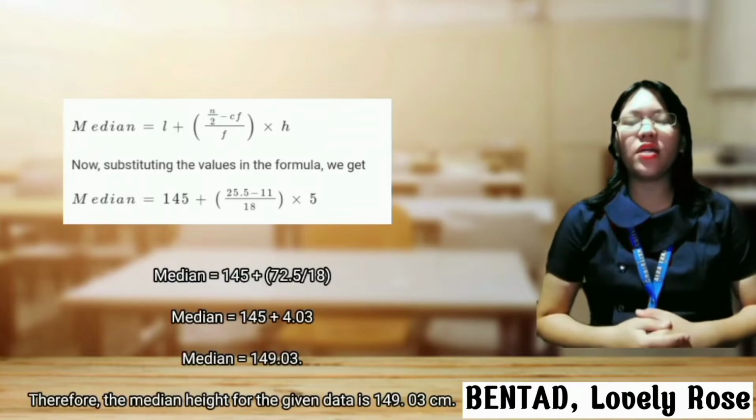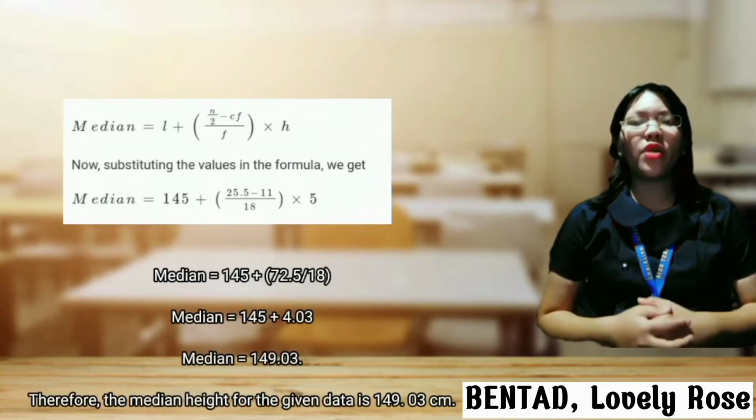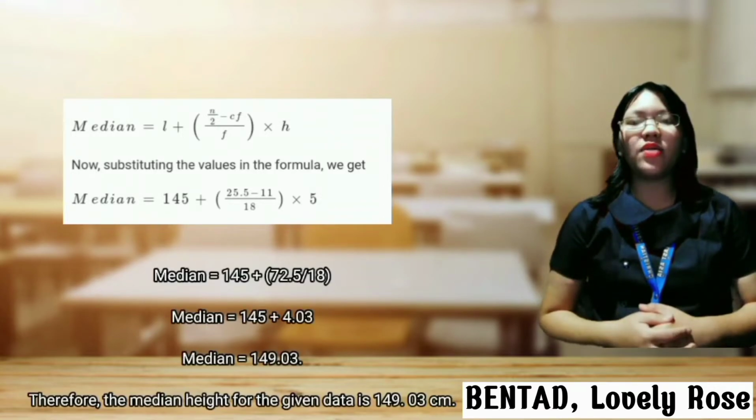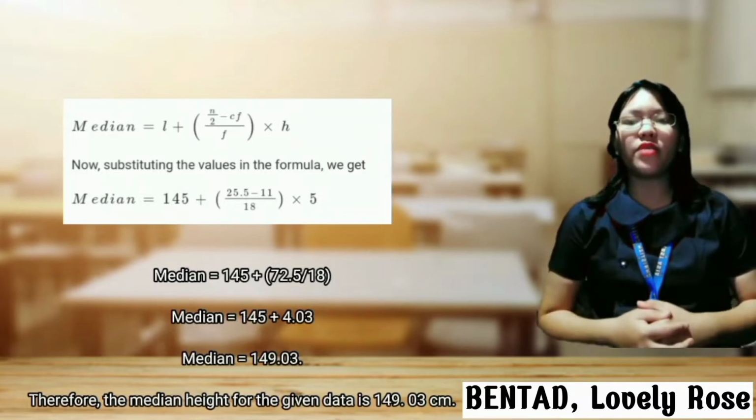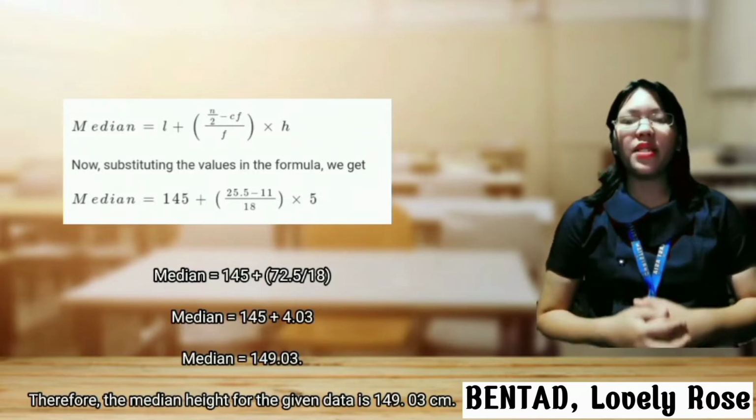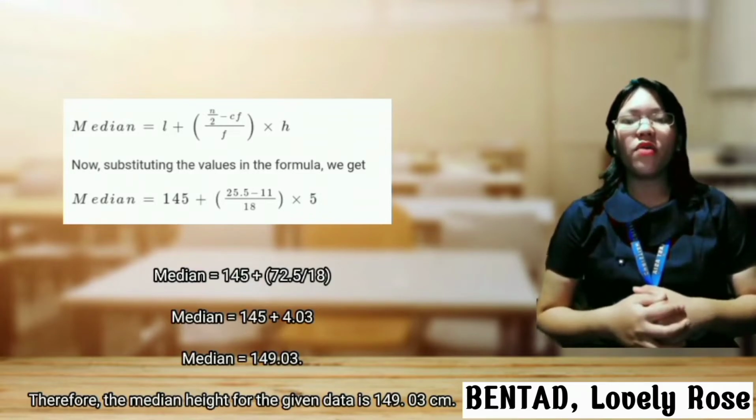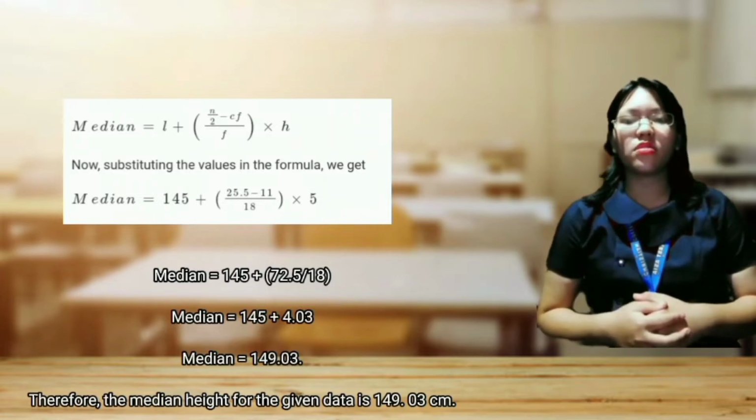We get median is equal to 145 plus 72.5 over 18. So median is equal to 145 plus 4.03. So median is equal to 149.03. Therefore, the median height for the given data is 149.03 centimeters.